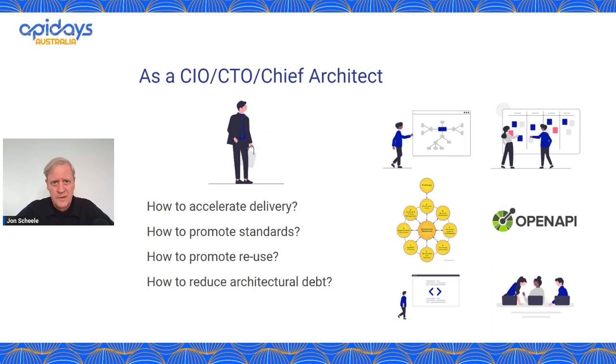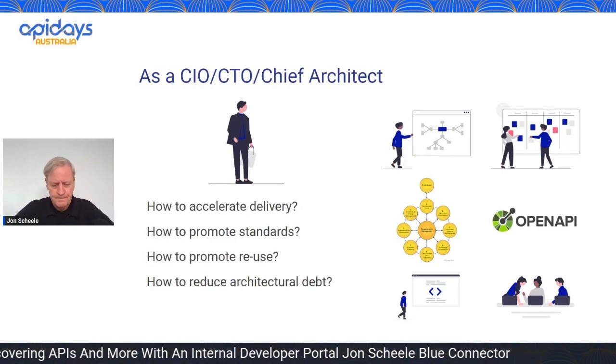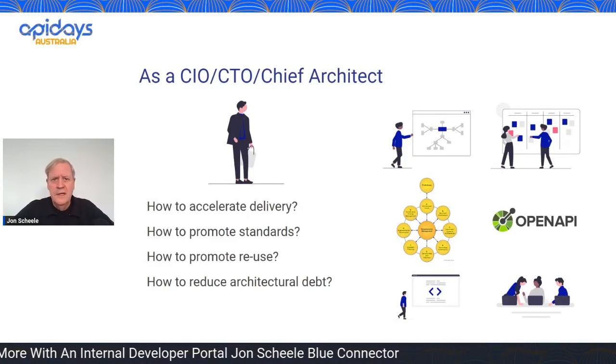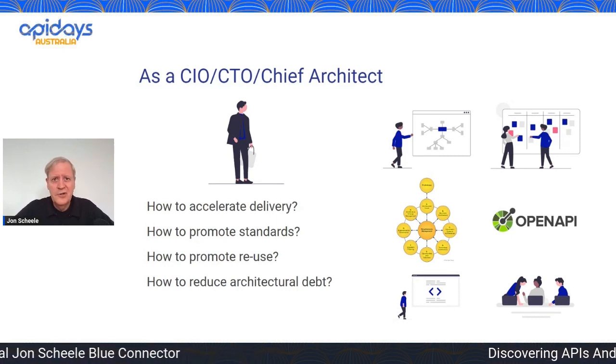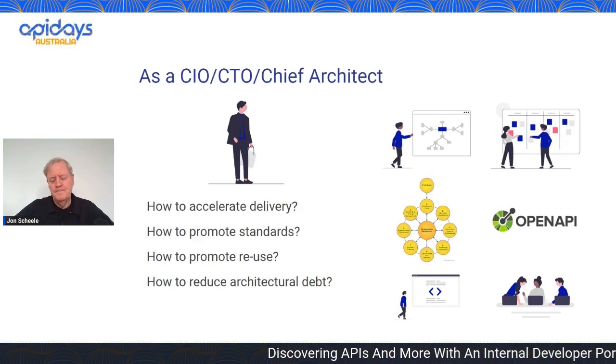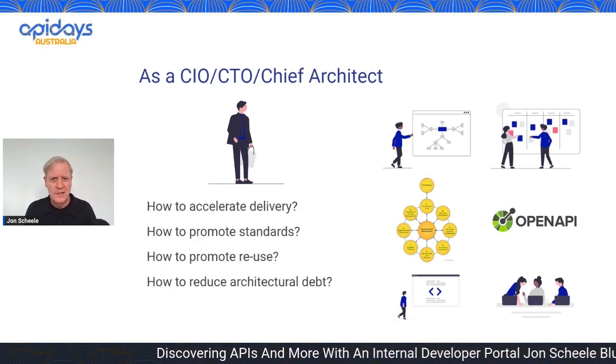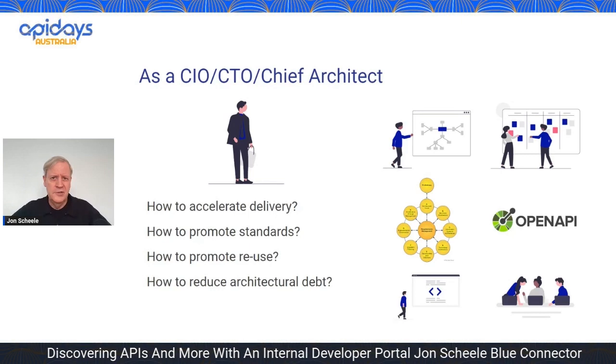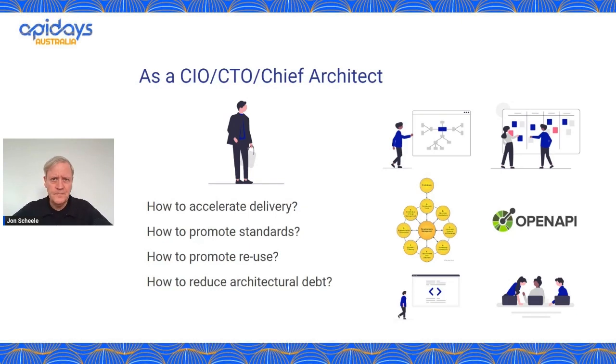to improve your delivery of applications. Especially architects and CTOs are trying to promote the use of standards to get a consistent level of quality across all the software that's being developed. You want to be able to reuse as much as possible, and you also want to be able to identify where to remove architectural debt.